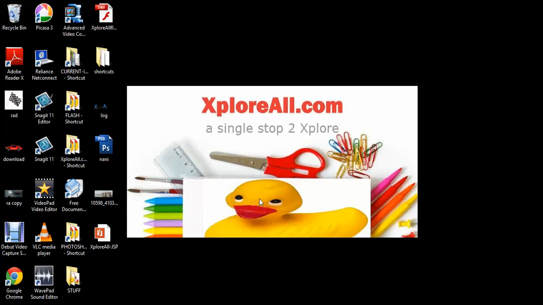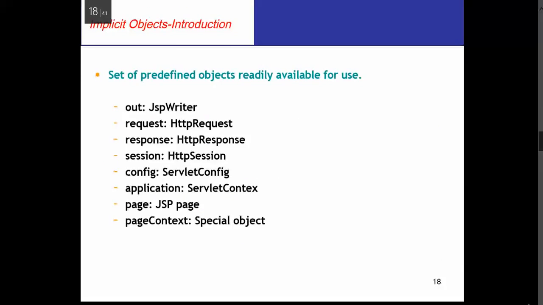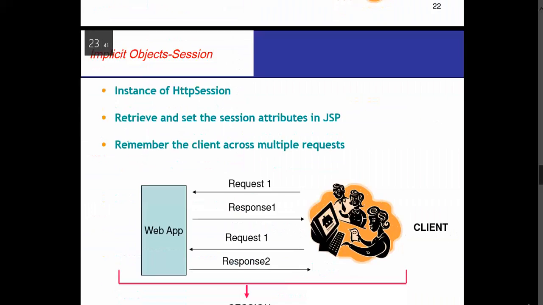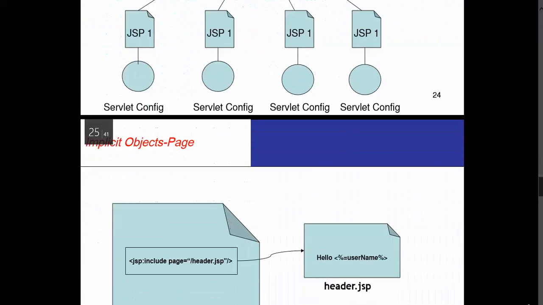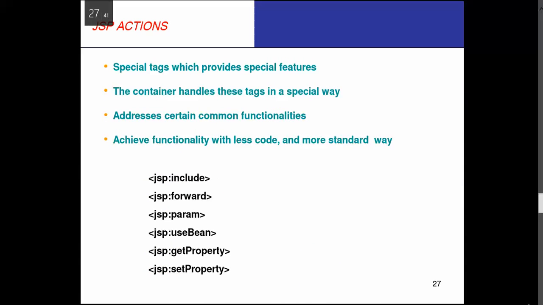In this video I'm going to tell you about what the JSP actions are which we use. JSP actions are nothing but special tags which have special features, and they are very important in our JSP. The different types of JSP actions are include action, forward action, param action, use bean, get property and set property. So these are the six different actions which you use in JSP.